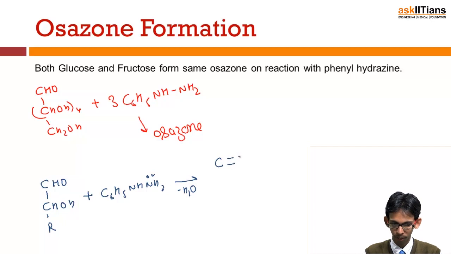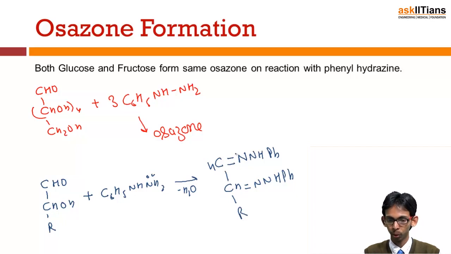double bond NH, then phenyl group here. Similarly CH double bond N NHPh. There is an H another and then an R group. So this is actually osazone.